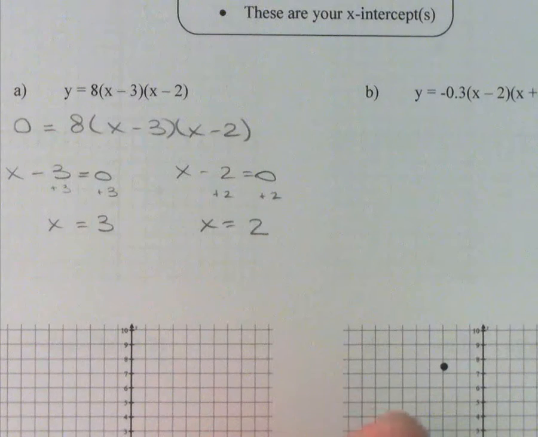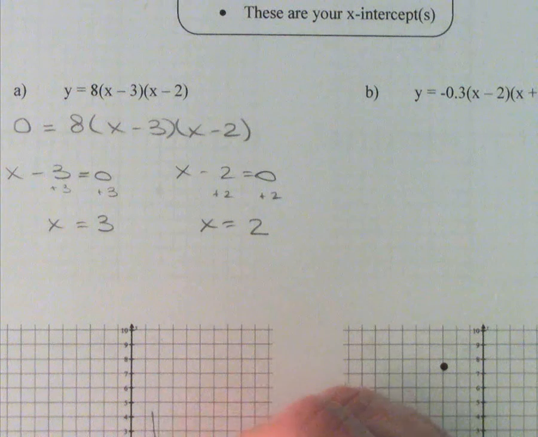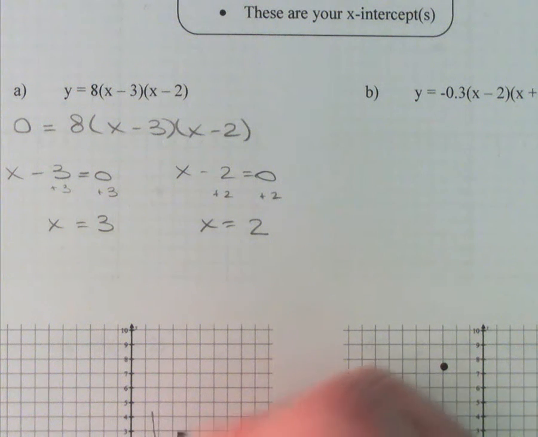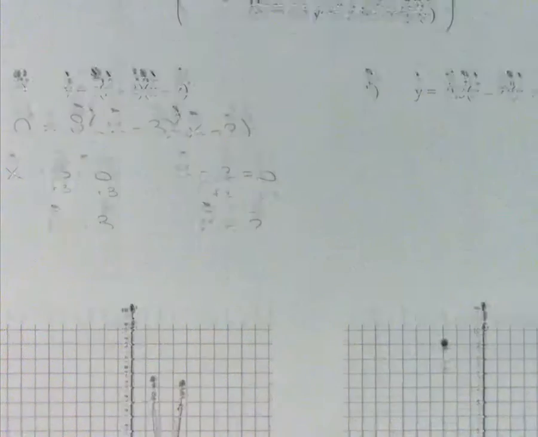So on my graph, I'm going to put 1 at 2 and 1 at 3. And then I'm going to join those 3 points together. So there's my vertex and my 2 x-intercepts. We'll talk about the y-intercept later.